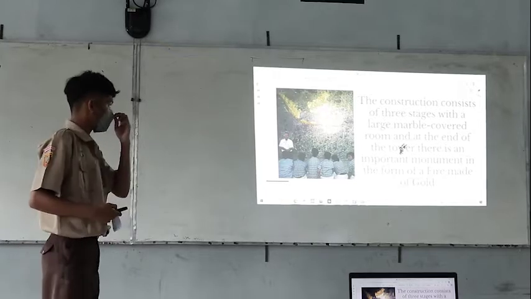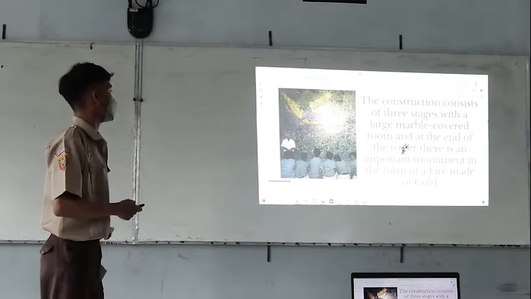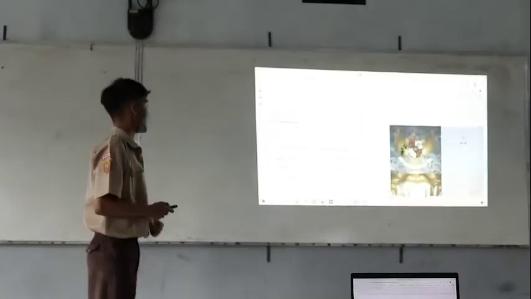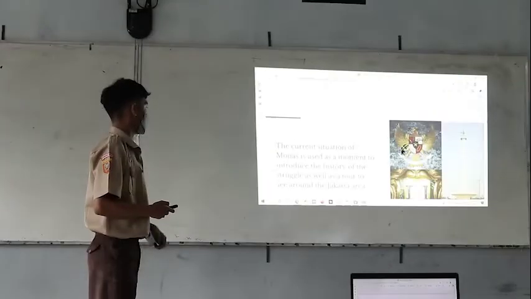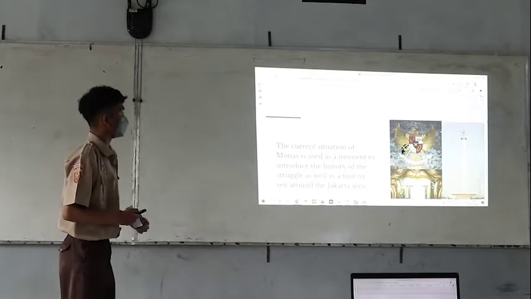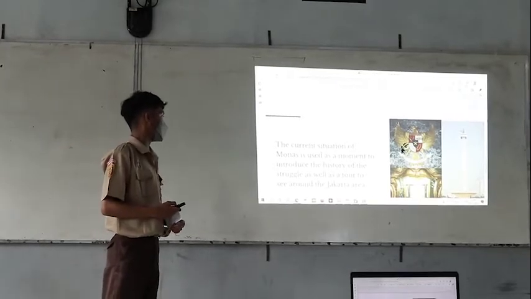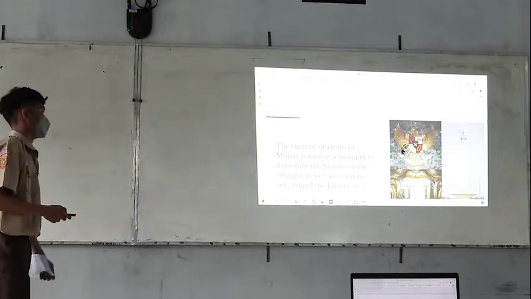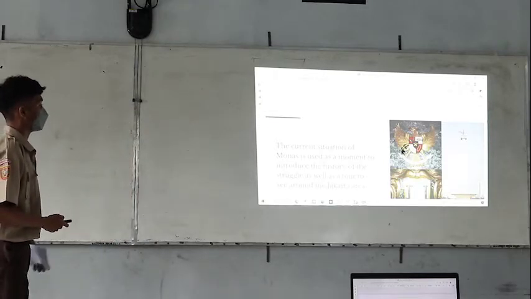The construction consists of a landing built on the first room and the end of the tower that is an entertainment monument. The current situation of Monas is that it is used as a place to introduce the history of the struggle, and visitors will tour to see around the Jakarta area.